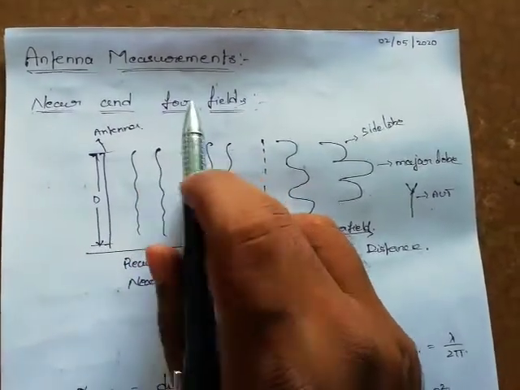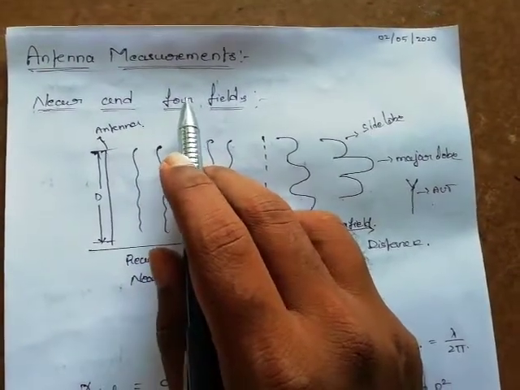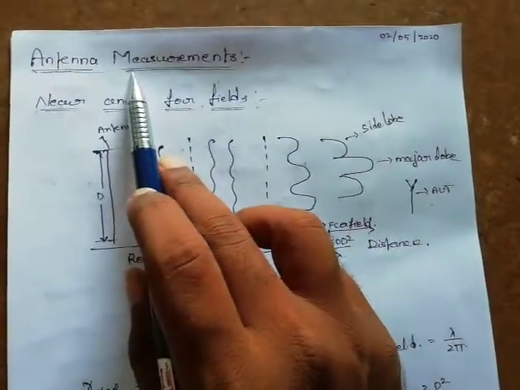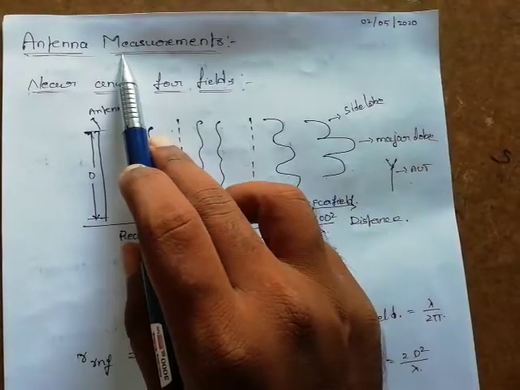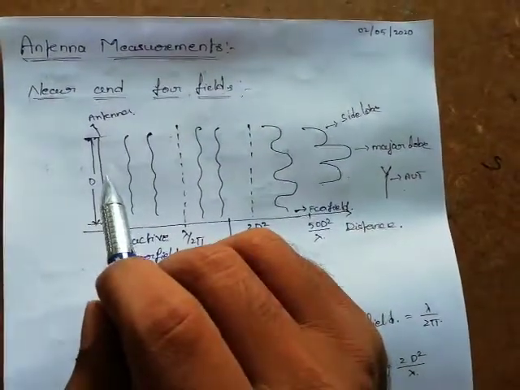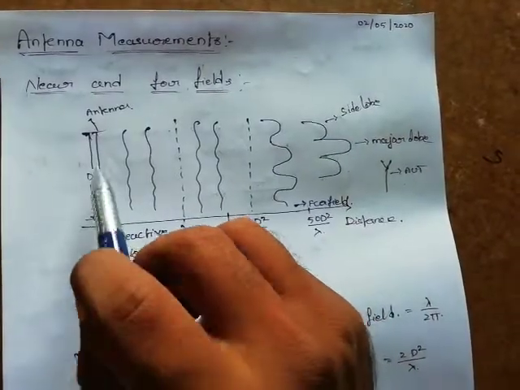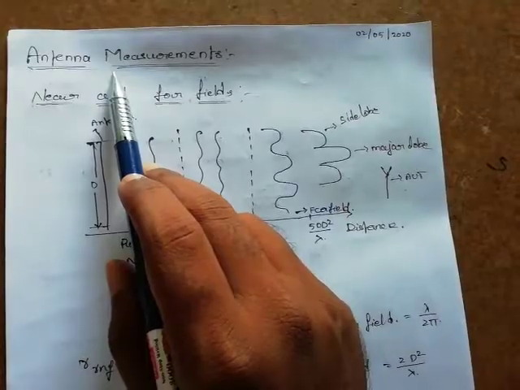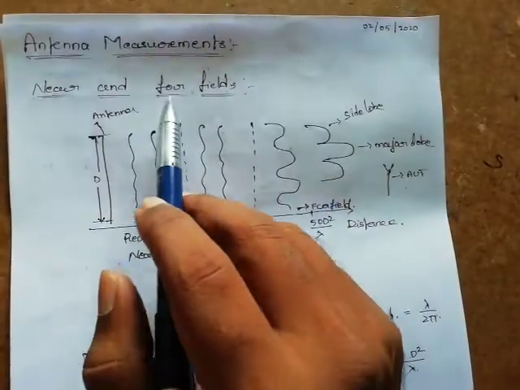So today our topic is antenna measurements. What are the factors we are going to measure? How are we going to measure those things? What are the formulas regarding that? We are going to discuss that. In antenna measurements, the first topic is reciprocity, and next are near and far fields.